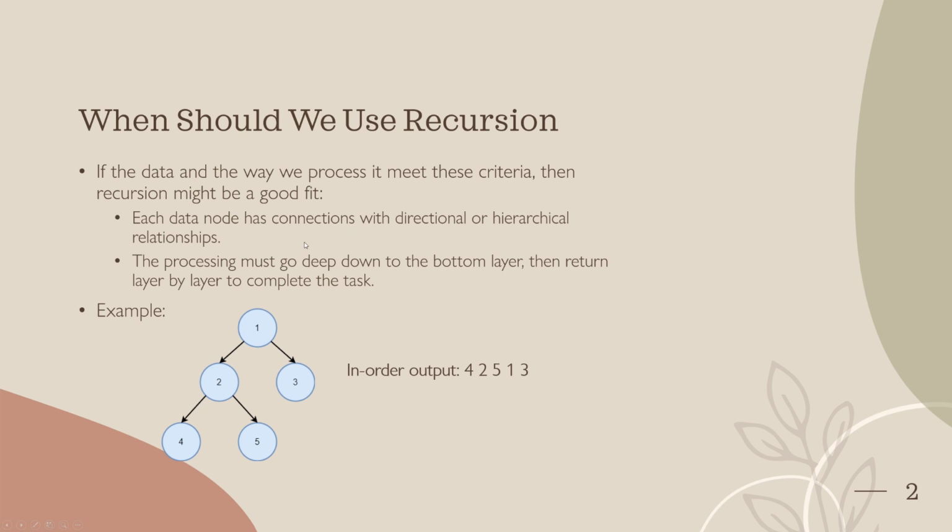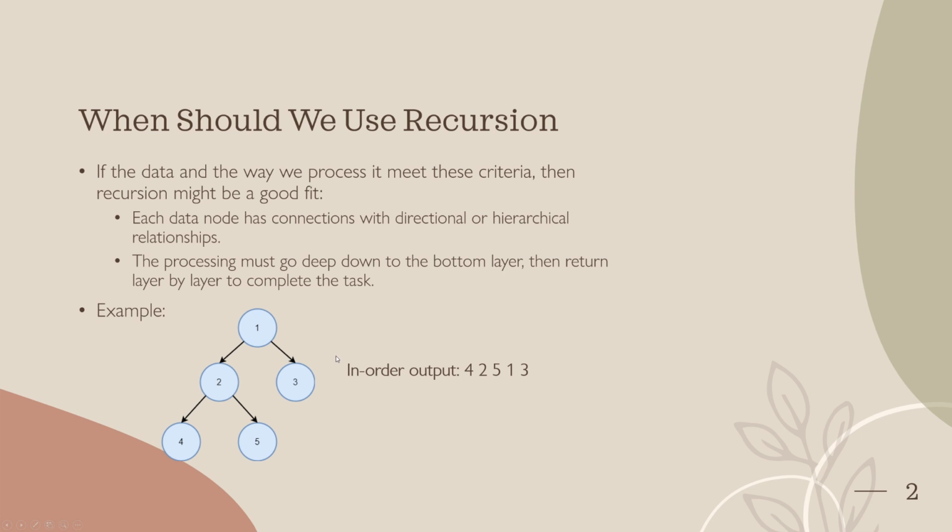The first one is each data node has connections with directional or hierarchical relationships. And the next one is the processing must go deep down to the bottom layer, then return layer by layer to complete the task.